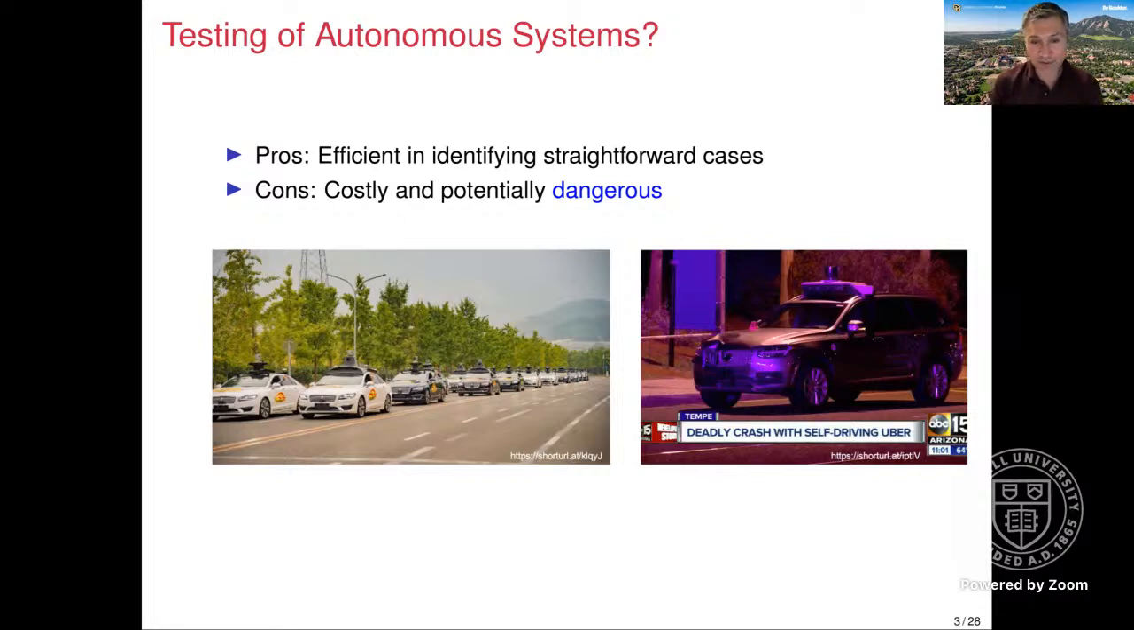And it can be potentially dangerous, because testing cannot cover all corner cases which might happen in reality. The example you can see in the right-hand side picture is a Uber car crash that happened in 2018 in Arizona, right? And a pedestrian got killed in this car crash.